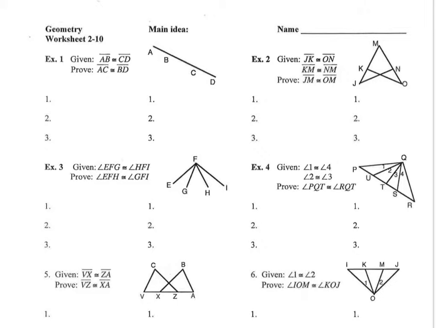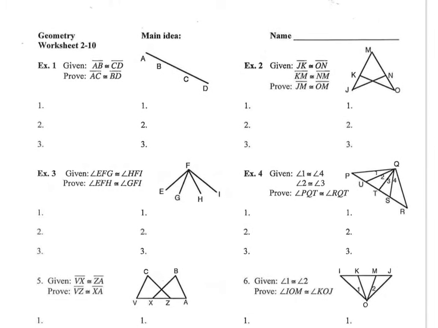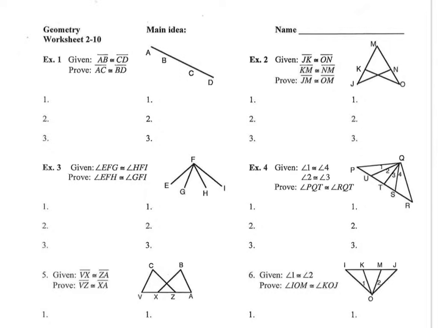In today's lesson, we're going to talk about angle and segment addition. So looking at our first proof, we always write our given first. So AB is congruent to CD, and that is given to us.